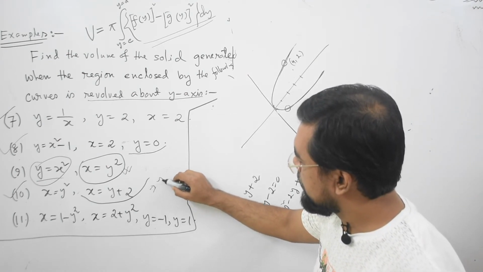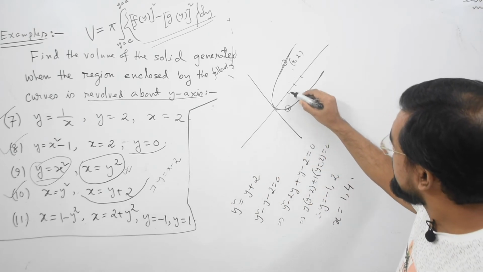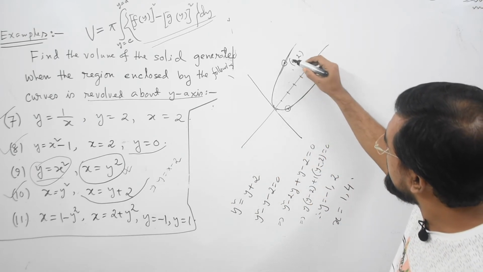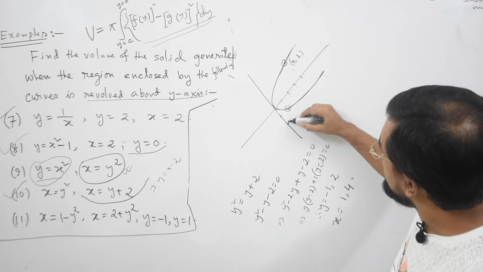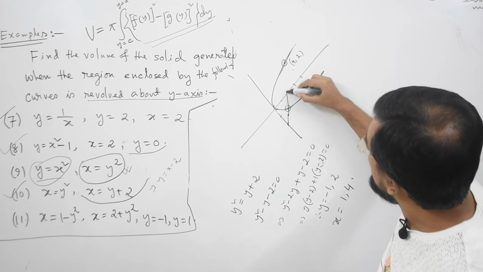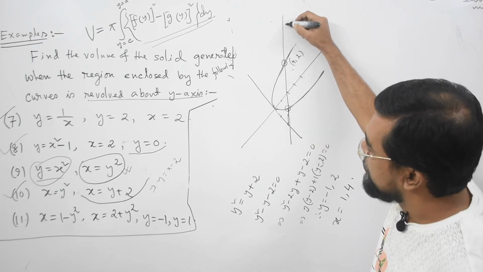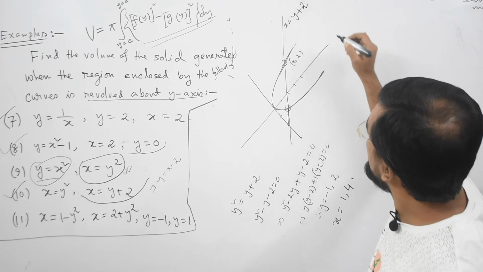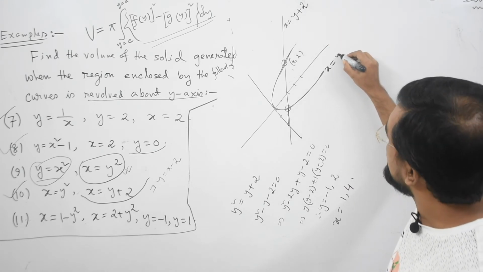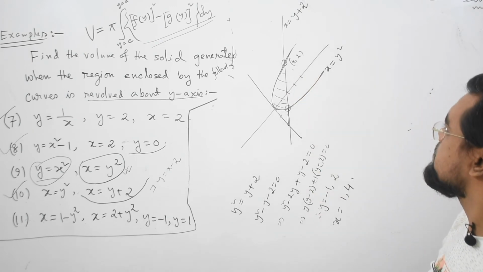And the curve x equals y plus 2 is nothing but y equals x minus 2. So it will pass through these 2, 3 points, so it will be a straight line. It will be like this. x equals y plus 2 and this one x equals y squared. So this is our region.